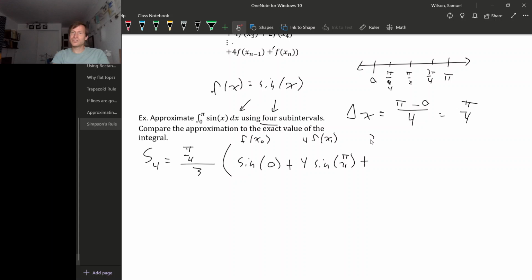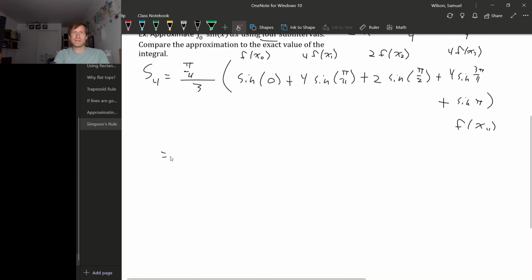The next one is a sort of overlapping endpoint, right? So that gets a 2. So 2 times f of x sub 2, 2 times sine of pi over 2. Plus, now the next one gets a 4. 4 times f of x sub 3. So 4 times sine of 3 pi over 4. Plus, and then the last one is just f of x sub 4. So that's sine of pi.